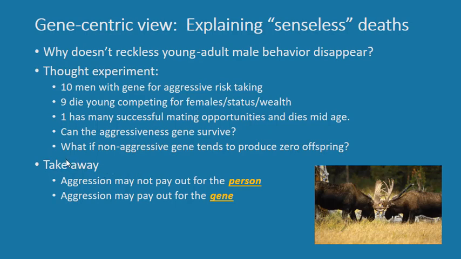And then what if the non-aggressive gene tends to produce 0 offspring? So maybe it's the case that if you're not aggressive at all, people take your stuff with no consequence, and then it's hard for you to attract mates. So anyway, the takeaway is that aggression may not pay out for the individual person. The individual person may die, but aggression might pay out for the gene if it pays out handsomely once in a while for some individuals who have that gene.